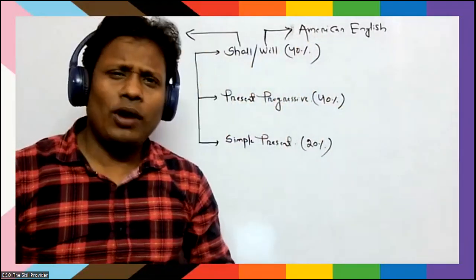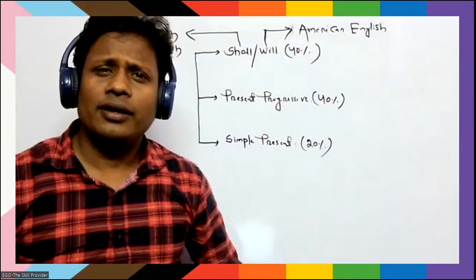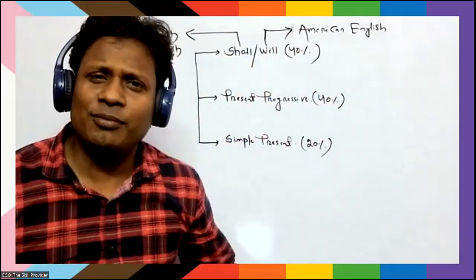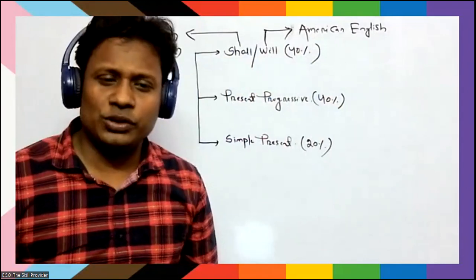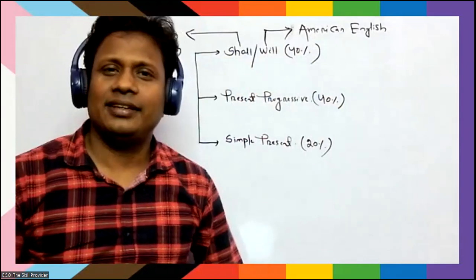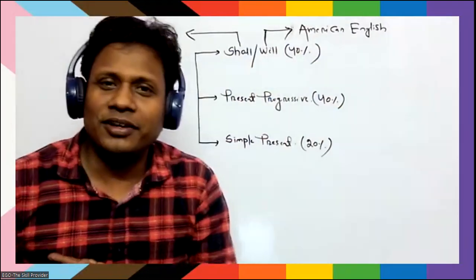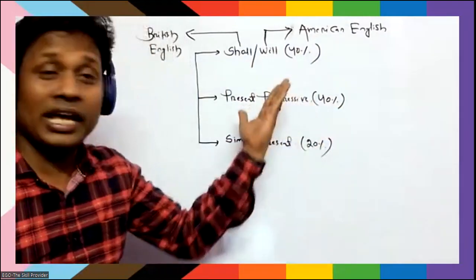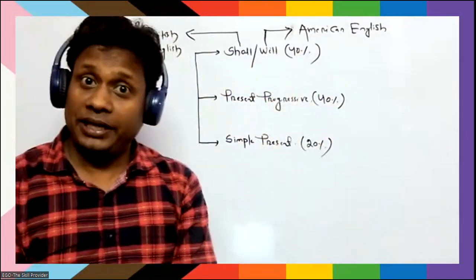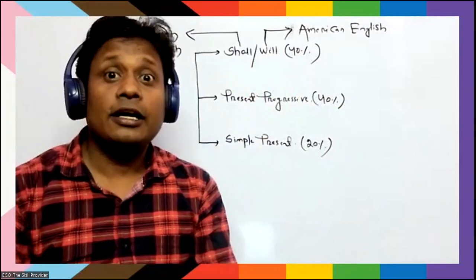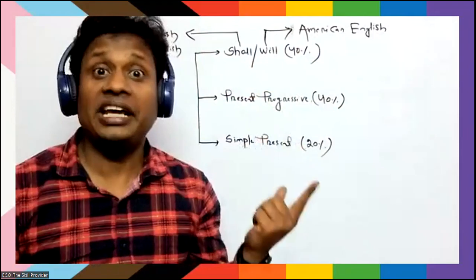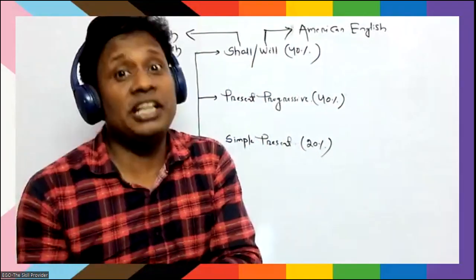The problem is why you are using shall and will. Because we Indians are a hybrid model. I am very sorry to say. We are hybrid because this is not our mother tongue. Most of the time we say this is an apartment. Okay, this is an apartment. This is a flat. Apartment is American English. Flat is British English.